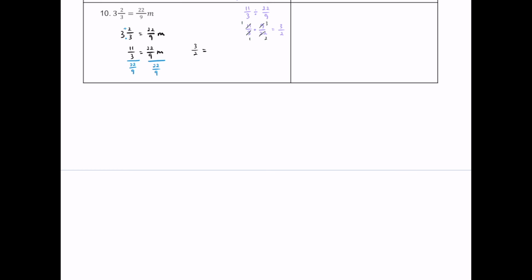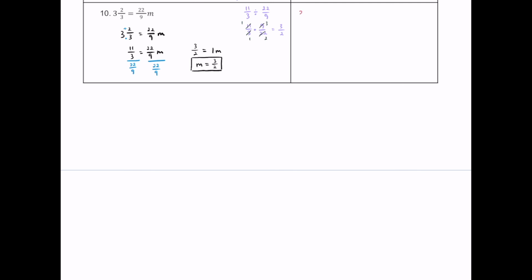And on the right side, we have the 22/9 m over 22/9. What's 22/9 divided by 22/9? Well, that's just 1. So we have 1 m. And then by the identity property of multiplication, we could drop that 1 and just say that m is equal to 3/2. Okay, so there's our answer.